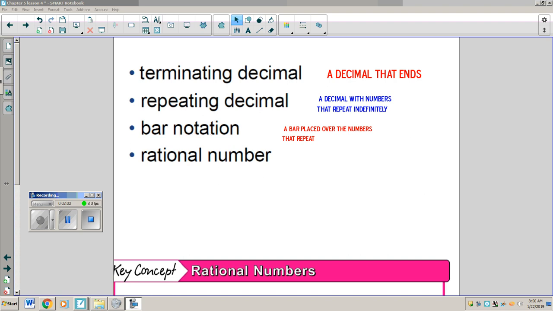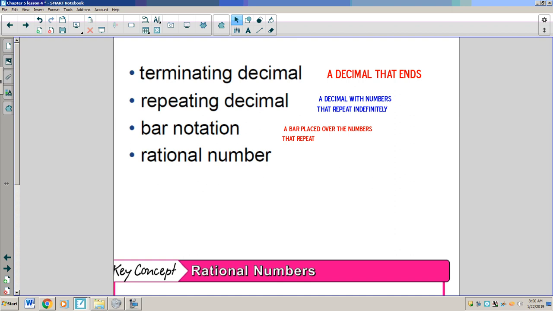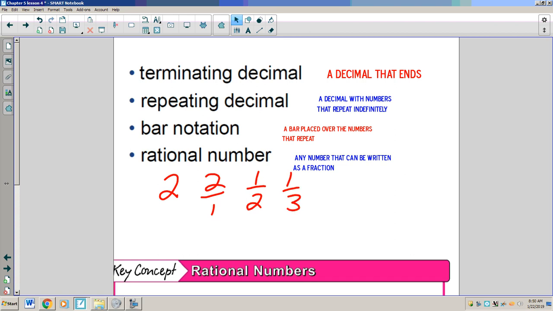And the last definition is a rational number. Any number that can be written as a fraction. 2 can be written as 2 over 1. 1/2. 1/3. Those are all rational.